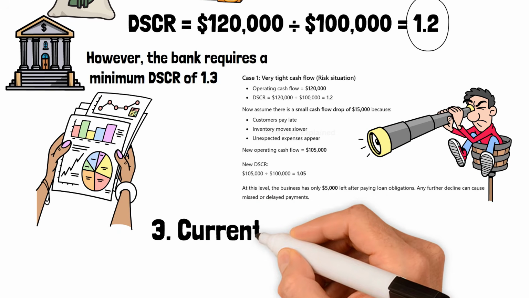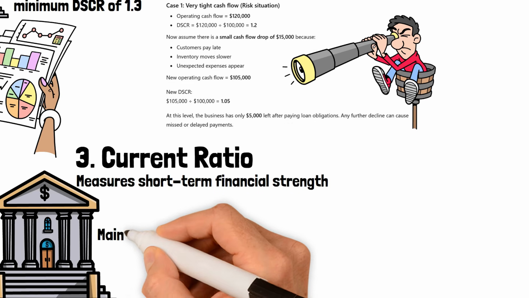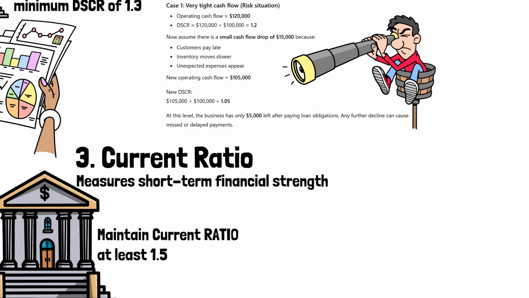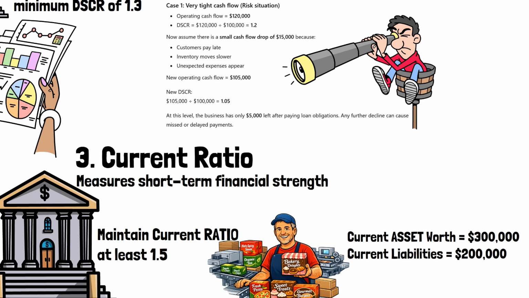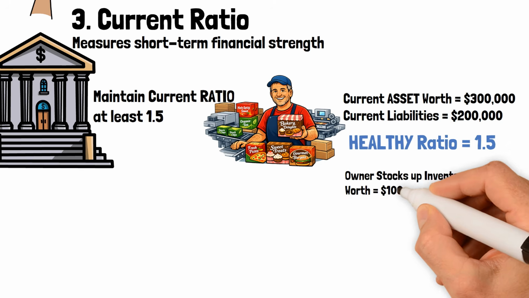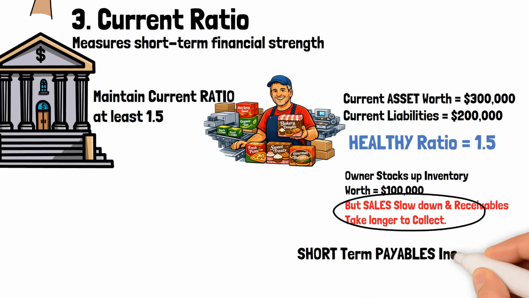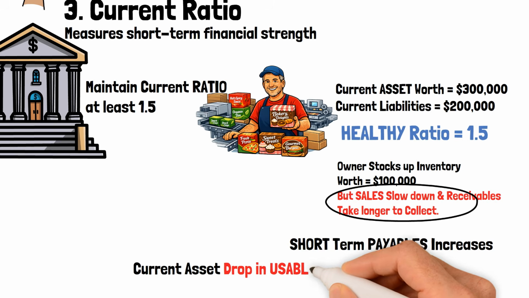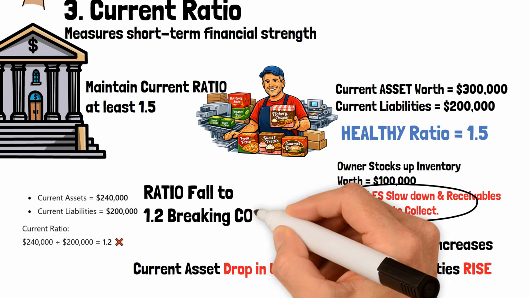The third covenant is the current ratio, which measures short-term financial strength. The bank wants the business to maintain a current ratio of at least 1.5. Initially, the business has current assets worth $300,000 and current liabilities of $200,000, resulting in a healthy ratio of 1.5. Over time, the owner stocks up inventory worth $100,000, but sales slow down and receivables take longer to collect. Meanwhile, short-term payables increase. Current assets drop in usable cash, while liabilities rise. The ratio falls to 1.2, breaking another covenant.